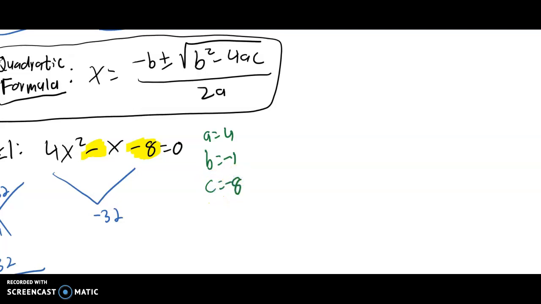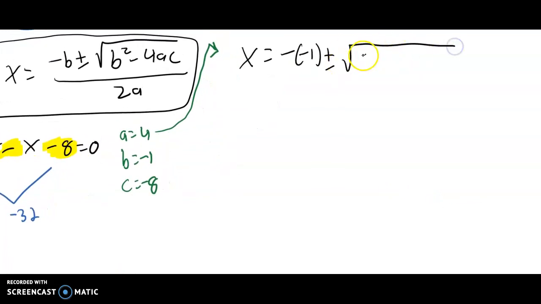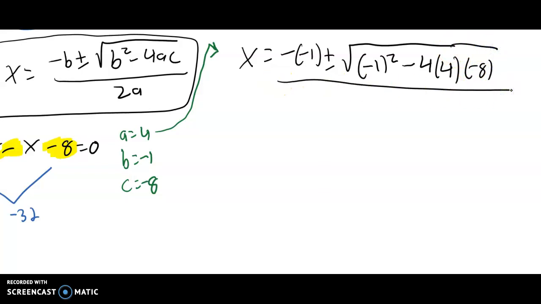Okay, I'm just going to plug this into our formula now. We're going to start up here. So I've got x is negative 1 plus or minus the square root of negative 1 squared minus 4 times 4, because A, times negative 8, all over, because everything's getting divided, all over 2 times A, all over 2 times 4.